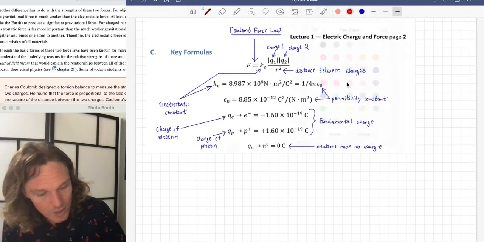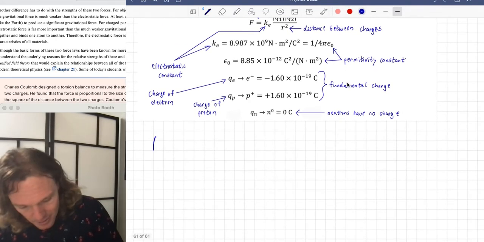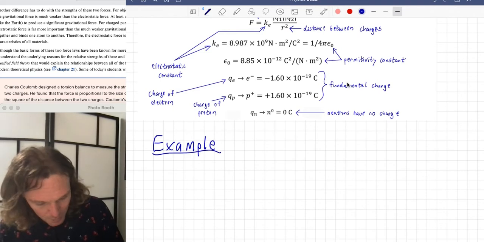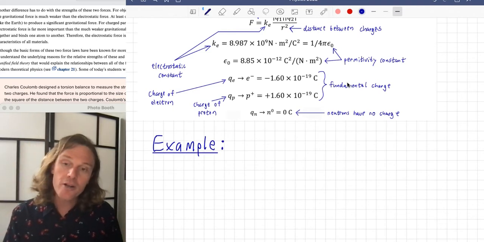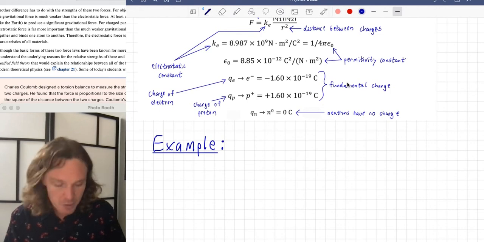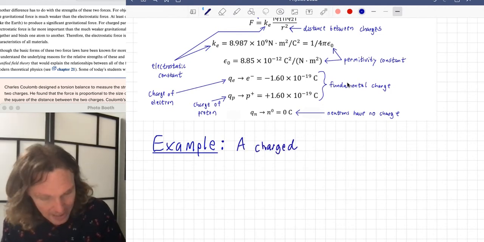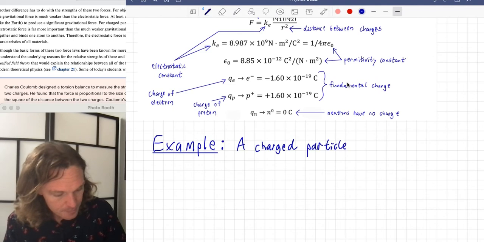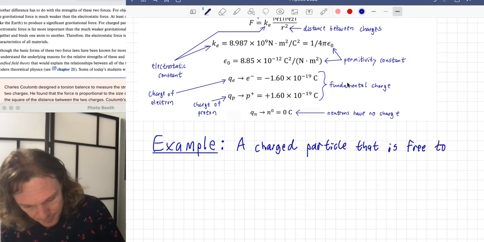So let's just do one example to wrap up this video. Let's call this an example, which is not a very creative name, but it's going to be a charged particle that's free to move. So we're just going to solve for that initial acceleration that I was mentioning before. So a charged particle that is free to move. That's kind of our subtitle.